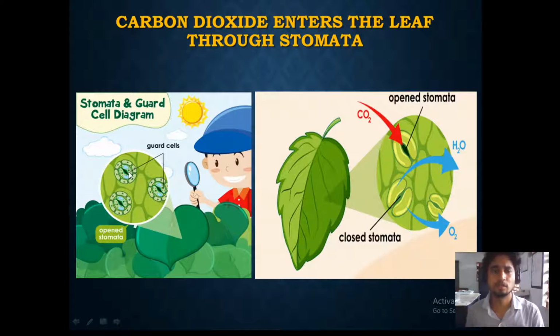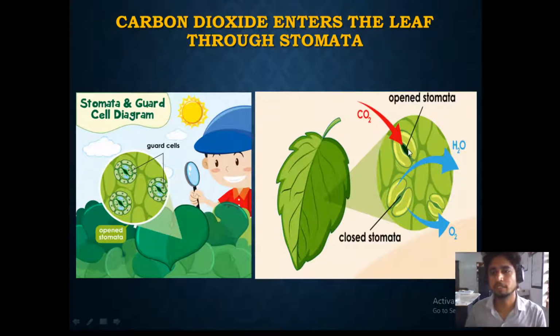Guard cells, you can relate the word guard to a security guard or bodyguard, meaning they are protecting. Here also the guard cells protect the plants, and they protect the stomata by closing and opening. Whenever the plant needs air, whenever it needs carbon dioxide, they open. Whenever it doesn't need the carbon dioxide, they close. That's how the guard cells control the opening of the stomata.